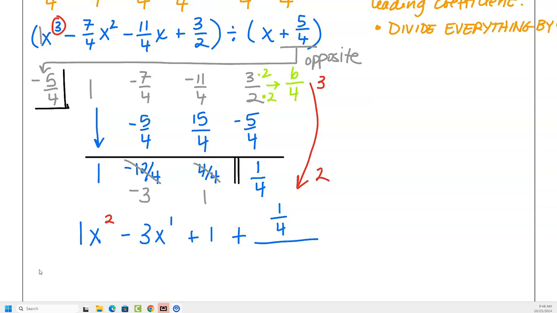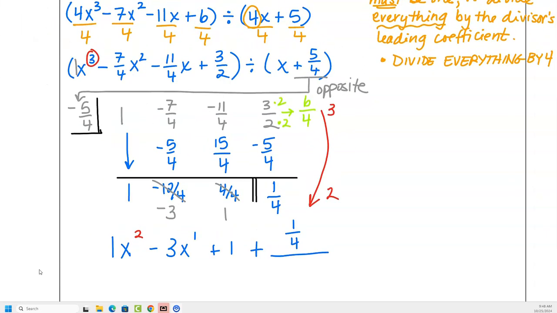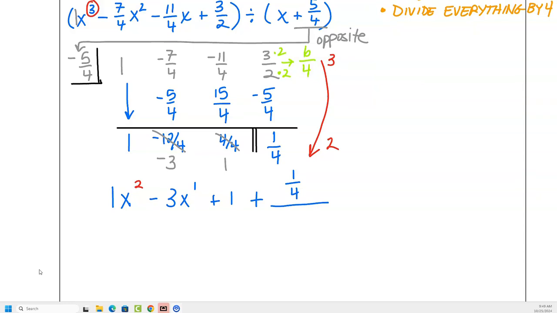And then, what do we divide by? Now we have to be careful here. We divided by x plus 5/4, right? Do you see that? Because we changed it to do the division. So I'm going to write that here. x plus 5/4.